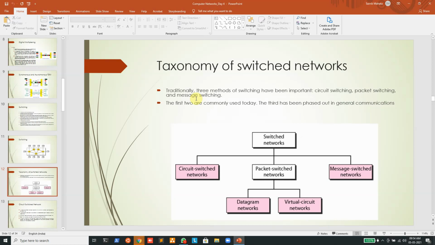Now, obviously, the first two, that is the circuit switching network and the packet switching network, are generally used nowadays in practical applications. The third one has been phased out in general communication, but still we will understand the difference between a message switching network, a packet switching network and a circuit switching network.